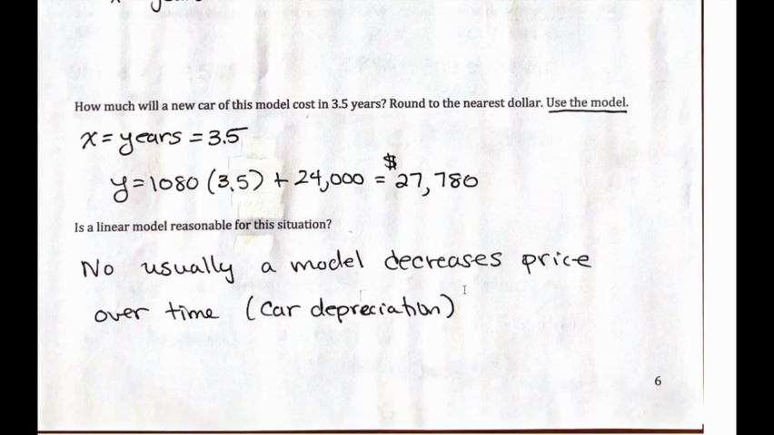Now, this one's different from the ones that we have done so far. It says, is this linear model reasonable for this situation? In this case, I would disagree that this is a reasonable model for this situation because typically, if you have the same model over a period of time, a certain model car, usually the price decreases or the car depreciates in value. And in this model, it's saying the price goes up. So to me, I would say that this is not a good model.